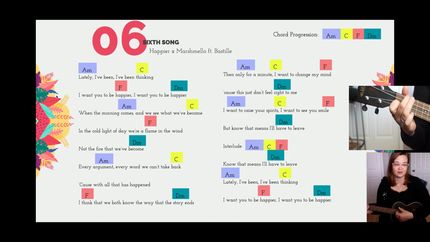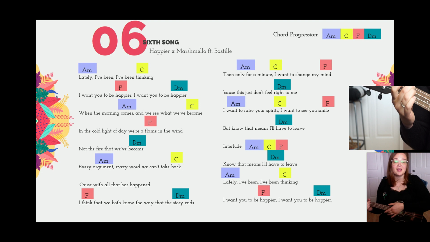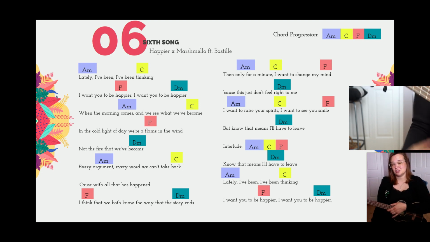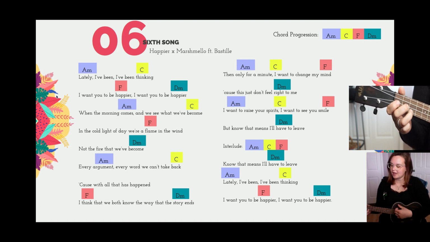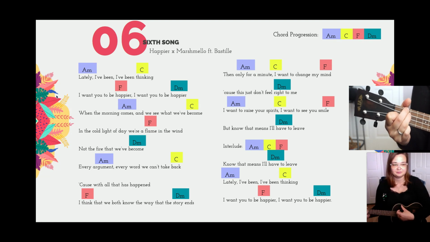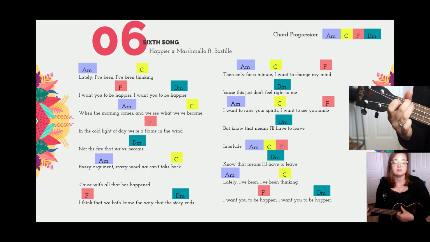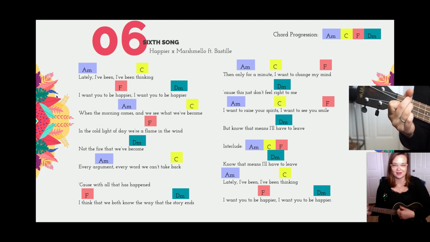This is the rhythm. Means I have to leave. And it's a very simple strumming. We have 1, 2, and 3, and 4, and, repeated. Or in down ups: down, down, up, down, up, down, up, repeated.